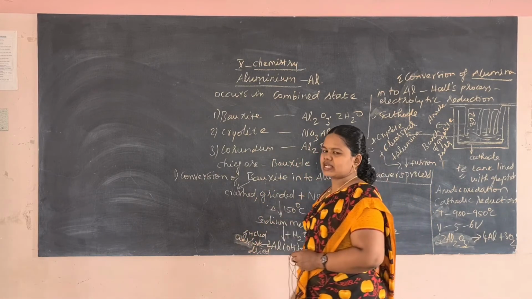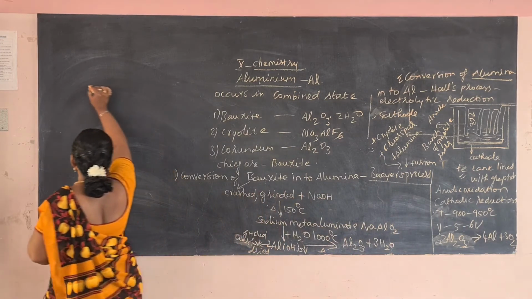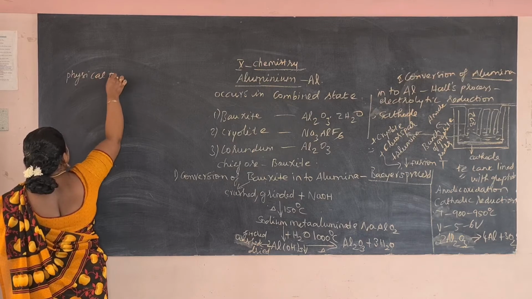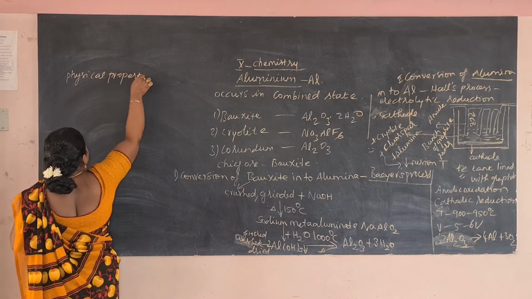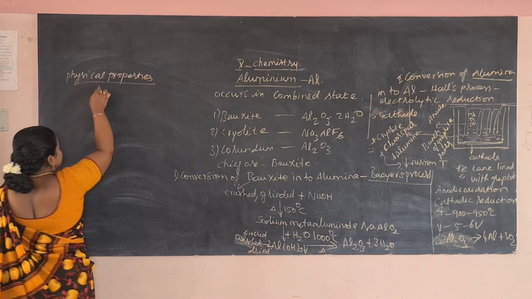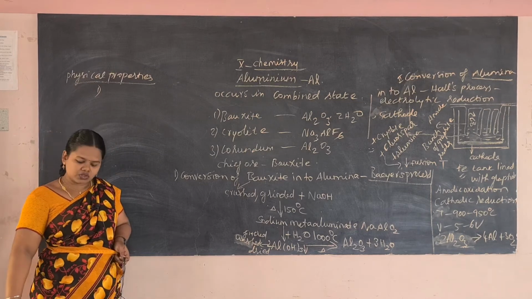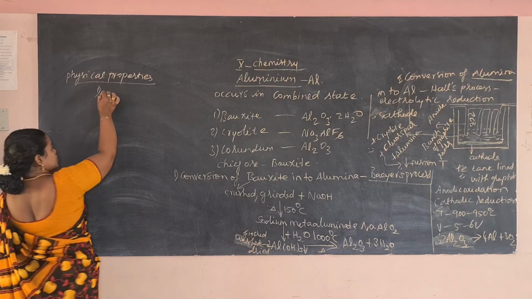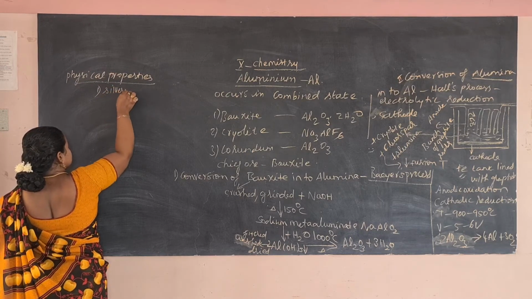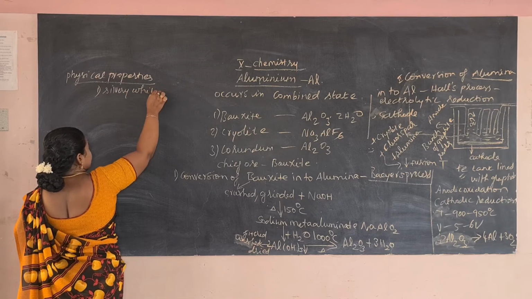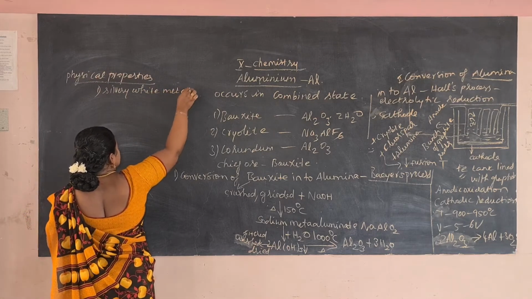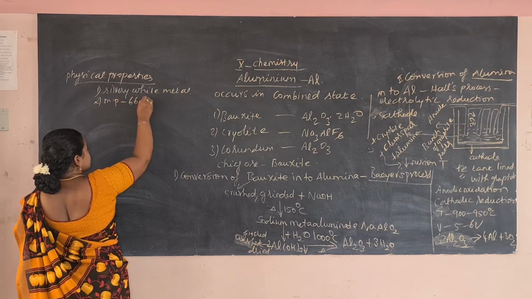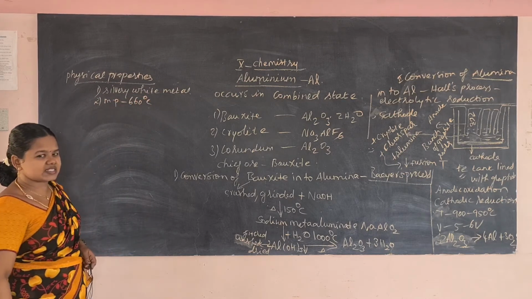Then what are the physical properties? Physical properties of aluminium. It is very important. This can be asked in sums, or given as a hint in the problems. So first one, it is a silvery white metal, and its melting point is 660 degrees C.